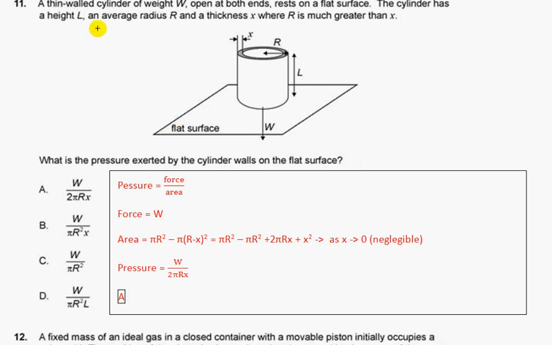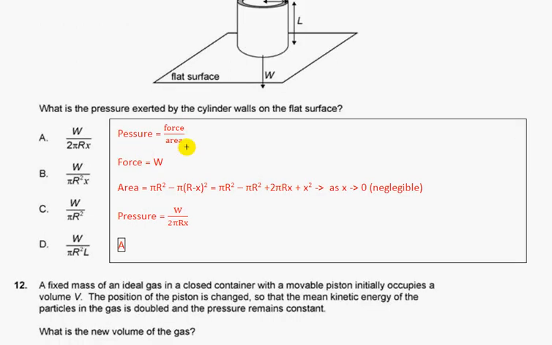A thin-walled cylinder of weight W, open at both ends, rests on a flat surface. The cylinder has height, average radius R, and thickness x. Thickness is much less than R, so the thickness is negligibly small. What is the pressure exerted by the cylinder walls on the flat surface?